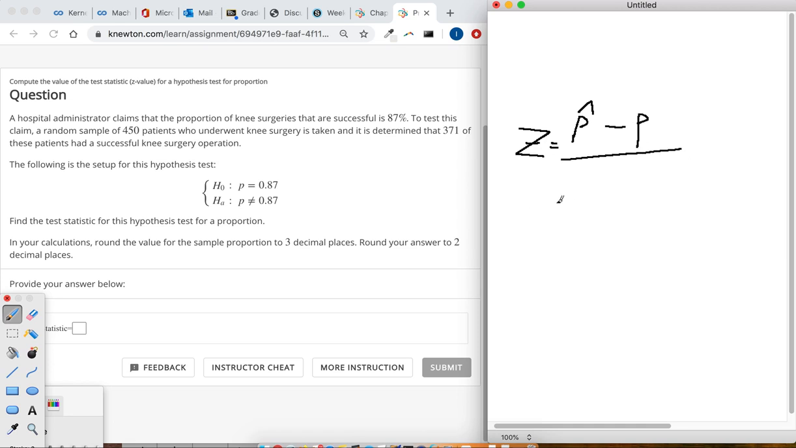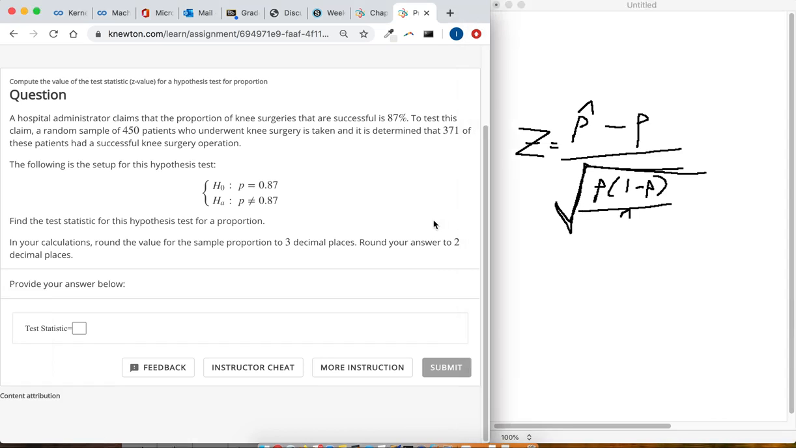Divide by the square root. And it's supposed to be p times 1 minus p over n on bottom. Okay, and this is all square rooted. You got to figure out what's inside the square root first, and then take the square root.